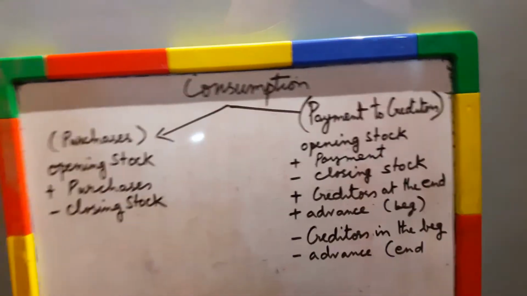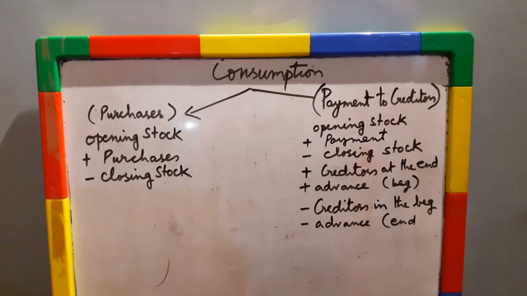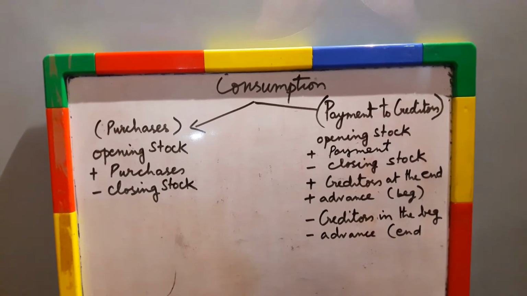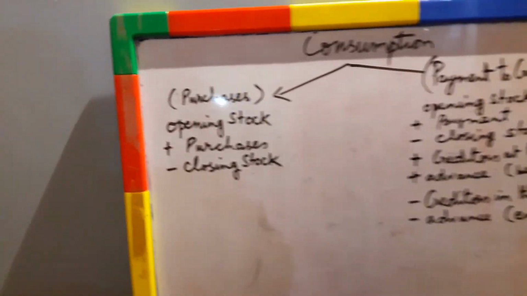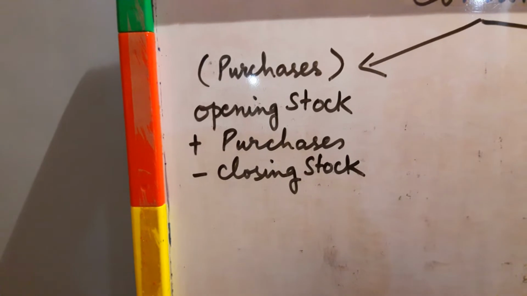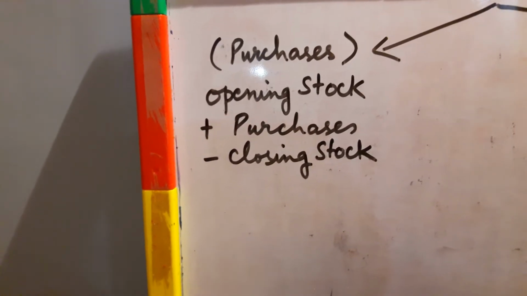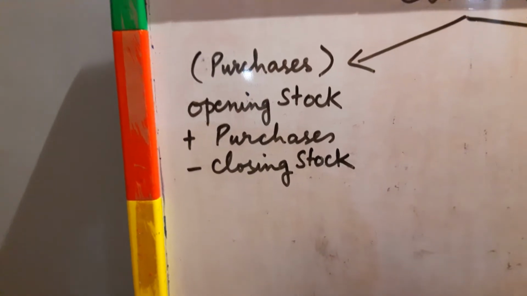Once again, I am telling you, what is this? These are two formulae for calculating consumption. This is used only for consumable items. The two formulae: if purchases are given, then no adjustments are done for creditors or advance payment. It will be a simple formula of opening stock plus purchases minus closing stock.